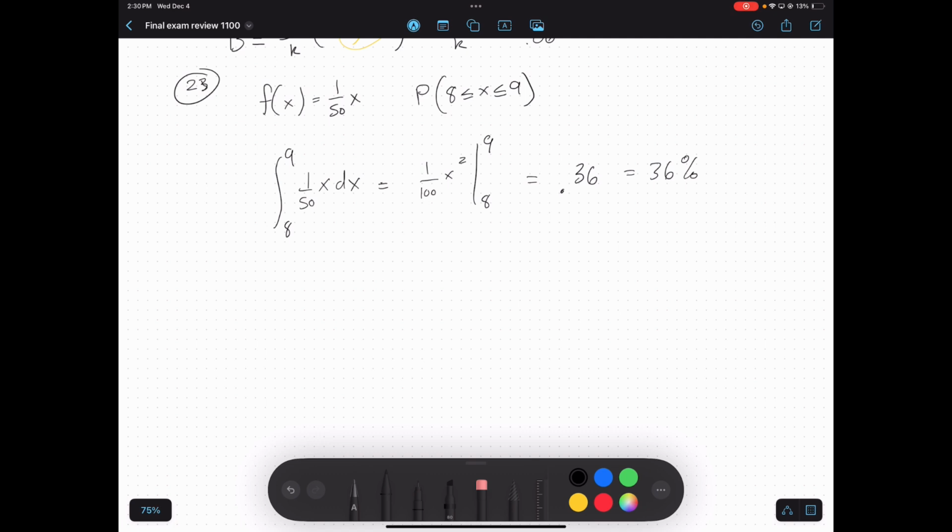Okay, moving on. 24 is when we start getting into chapter 6 stuff. So everything else is chapter 6. Okay.